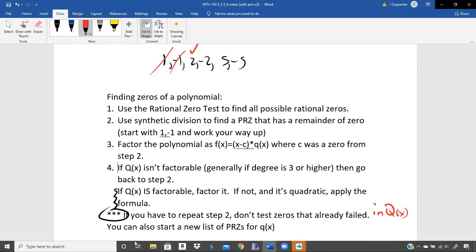You can actually also start a new list of possible rational zeros for the quotient. If your leading coefficient and constant have changed, maybe you'll go from having 10 possible rational zeros to only, say, 4. It just means there's less numbers to worry about. So maybe before you had 30 and negative 30 to work on, but now the constant for the quotient is just 15. That means 30 and negative 30 are out. You don't even have to attempt with them. So that's what you do if your quotient is not factorable. And if it is factorable, then factor. If it's an x squared and it's not factorable, try the quadratic formula or completing the square, whichever you like.